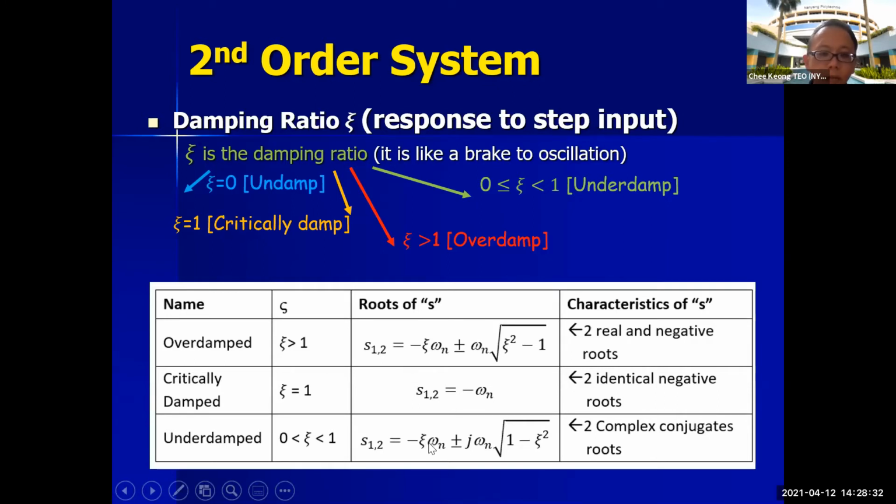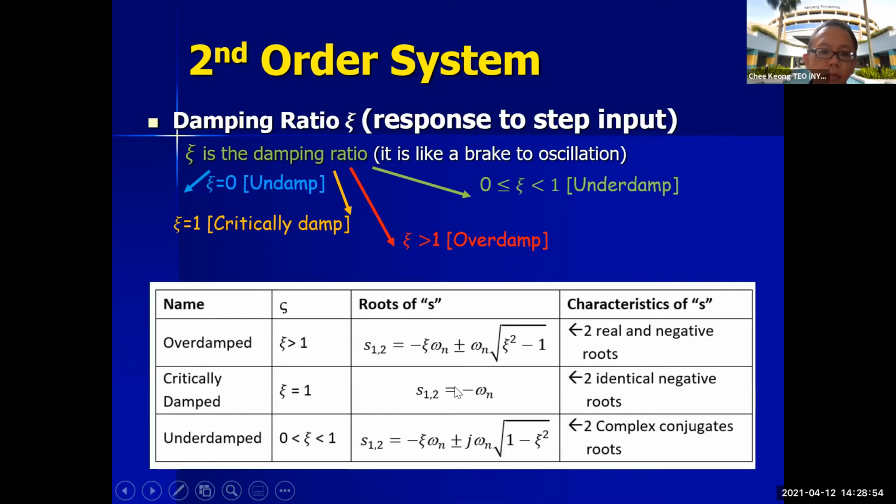Don't ask me why. You try to solve it, you should be able to get it, right? So basically you would have a complex root, because there is a J term here. 2 complex conjugate roots. So that is for underdamped. Now, for the case of critically damped, you would have 2 negative identical roots.